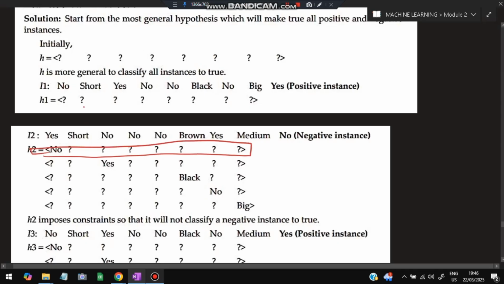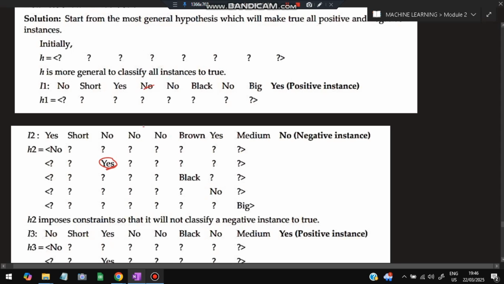Next attribute we'll consider: short. Here also it is short, and here it is also short. Don't do anything. Just consider those which are different. Here it is yes, here it is no. Which means yes for elephant and no for not elephant. We are specific, we are looking for what is an elephant, so yes will be taken here.